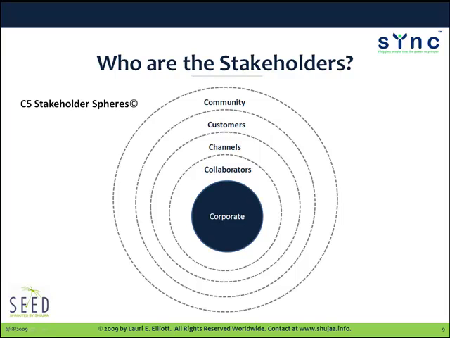Then we have what we call our collaborators. And our collaborators are people who help us deliver or develop the product that we're delivering to the client. Then we have channels. And channels are essentially groups, people, organizations, or things that help us deliver the product that we've developed or produced to our customers. And then, of course, we have our customers. Our customers are those people who are paying for the service or product that we're providing. And then we have the larger community, which may include the neighborhoods from which your employees come from.